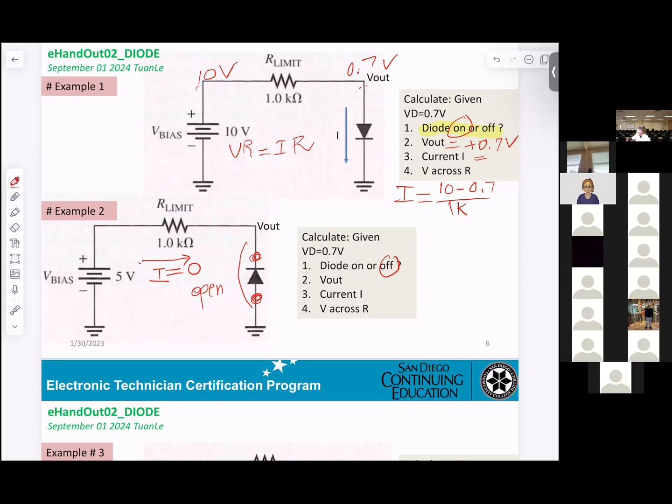Current flow is zero, that means the voltage drop across the resistor equals zero. So V out and V bias here are the same. So V out. What is the current I? Zero. What is the voltage across R? Zero.